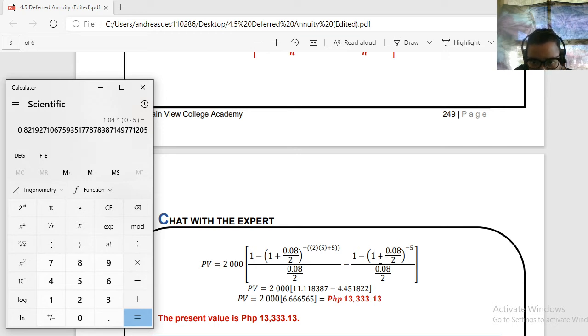Okay, we're done with this part. Let us subtract it from 1. So minus 1. So the answer is 0.17. Let's disregard the negative sign because we started with 1 minus 2. The answer of this, we are going to divide with our denominator.